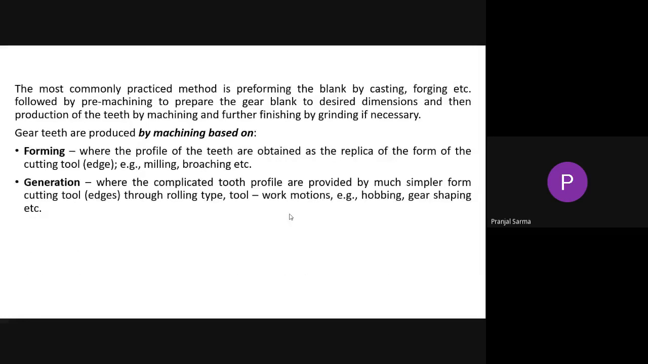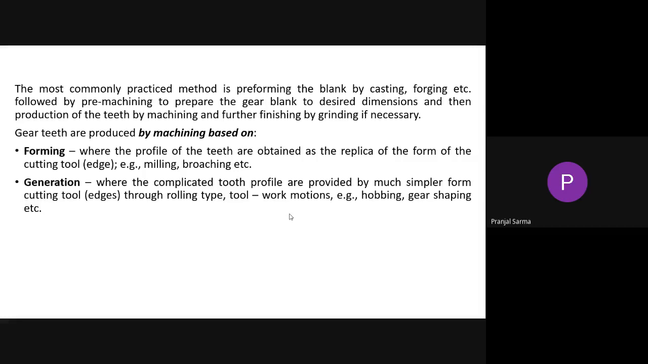Now, whenever we are talking of conventional gear manufacturing, we're not right now talking about micro gears and all. So in practice, in mass production or in the industries, what is the common practice to do the process?